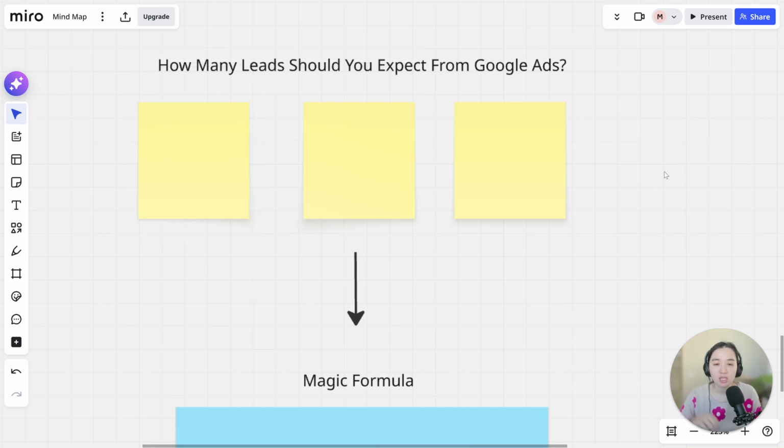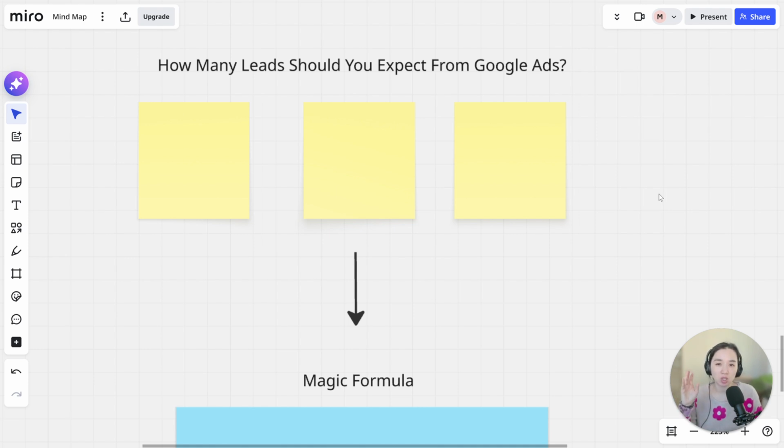If you are a seasoned business owner and you're thinking about running Google Ads to generate leads for your business, or maybe you're currently running Google Ads on your own and you're just not really sure, is this realistic in terms of how many leads I should be getting? Or maybe you have an agency that's generating you leads, but you're not sure if they're really maximizing their potential.